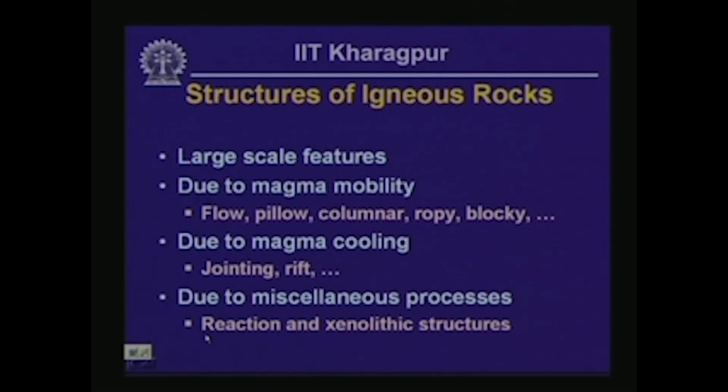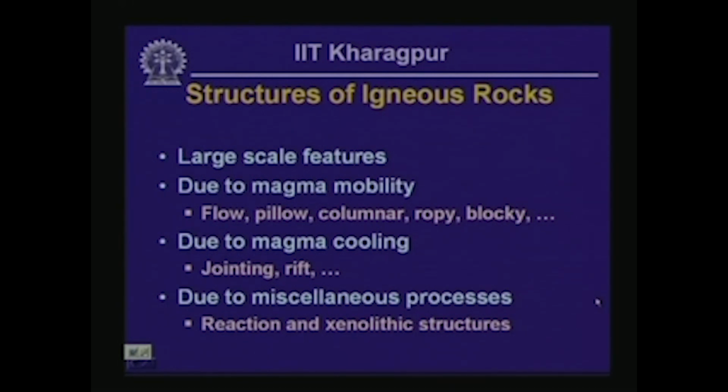Then igneous rocks can also be classified based on their structures. Structures are really large scale features. They may develop because of different types of mobility of magma. We looked at the mobility of magma, or viscosity of magma, when we were considering the classification of different types of plutonic rocks in one of the earlier slides of this particular lesson.